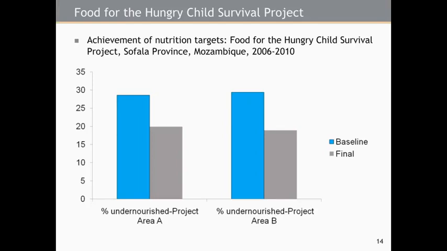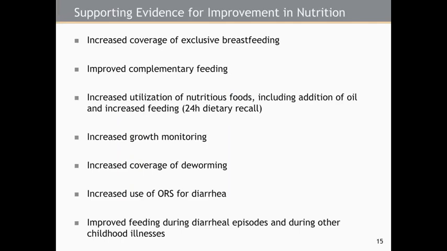And you see here, based on household surveys, the project was able to demonstrate a fairly dramatic improvement in nutrition. The percentage of undernourished children declined substantially in both Area A and Area B, comparing the baseline levels to the end of project levels 5 years later. And there was extensive evidence to demonstrate how this might have occurred.